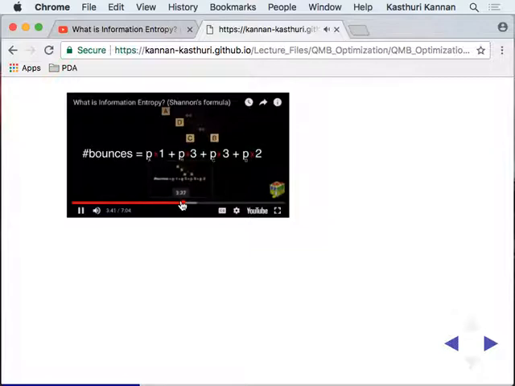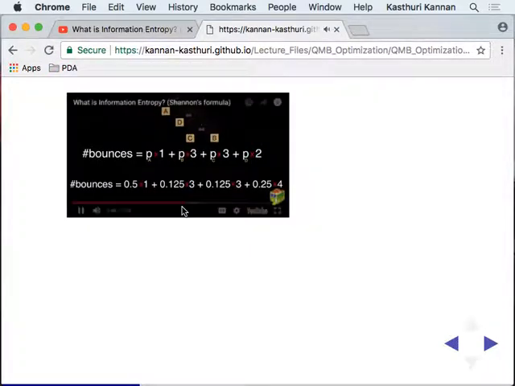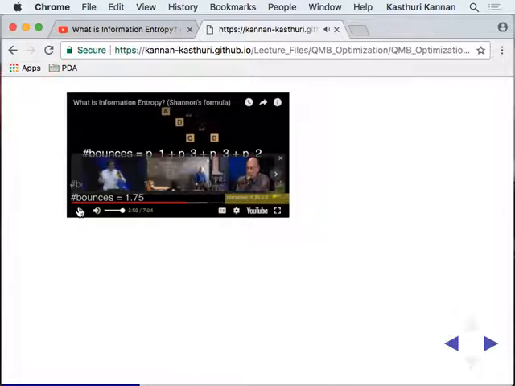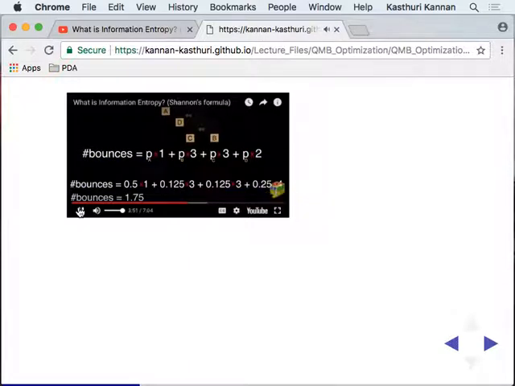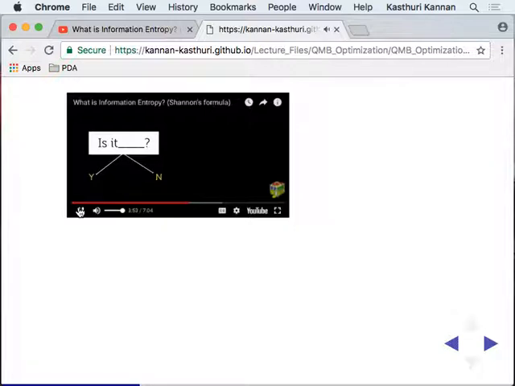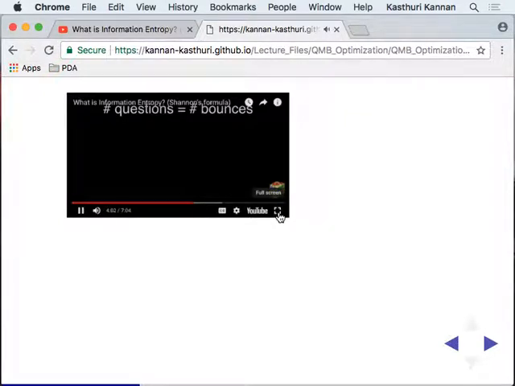The expected number of bounces is the probability of symbol A times 1 bounce, plus the probability of B times 3 bounces, plus the probability of C times 3 bounces, plus the probability of D times 2 bounces, and this works out to 1.75 bounces. Now notice the connection between yes or no questions and fair bounces. The expected number of questions is equal to the expected number of bounces.